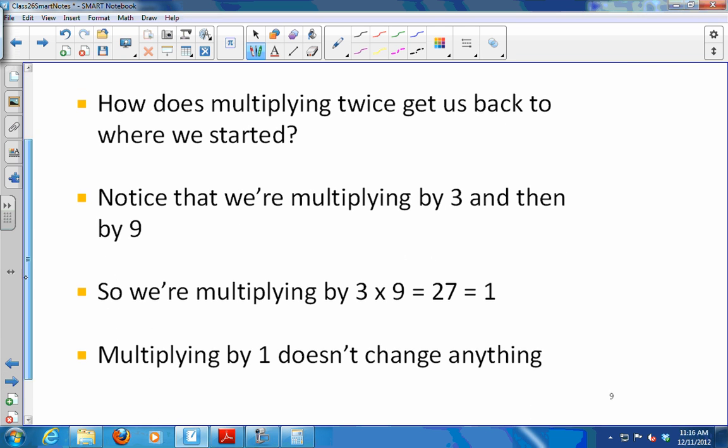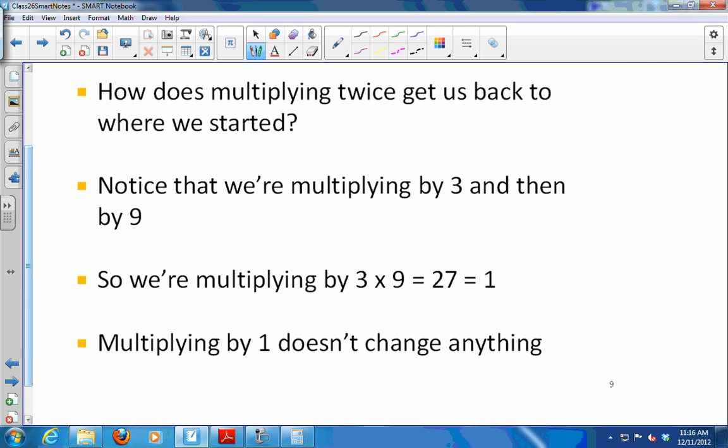So why does it work? Why does multiplying by 3 and then by 9 always get us back to where we started? They're inverses. That's great. They're inverses because when you multiply by 3 and then by 9, you're really multiplying by 27, right? Because 3 times 9 is 27. And in modular arithmetic, in the alphabet, 27 is the same as 1, because when you subtract 26, you get 1. So multiplying by 3 and then by 9 is like multiplying by 1, which doesn't change the letter. Does that make sense? It brings you back to where you started.